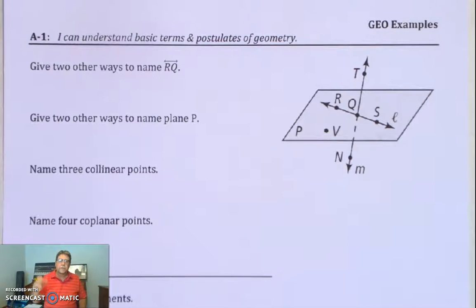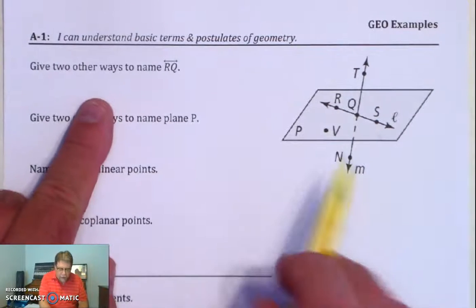Here are a few examples from section A1 I'd like to go through with, and if you need to see this video, you can just kind of scroll through and look at these examples. These should be pretty quick, and they're pretty easy to understand. Number one, let's give two other ways to name line RQ.